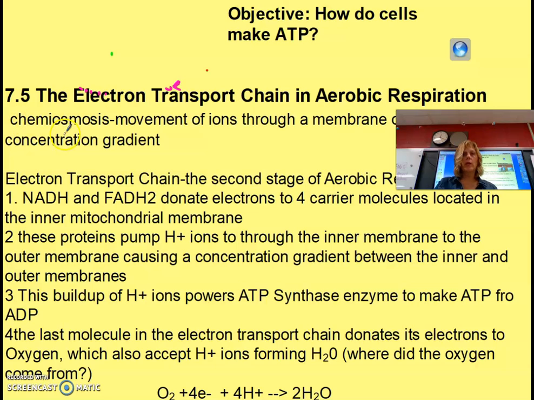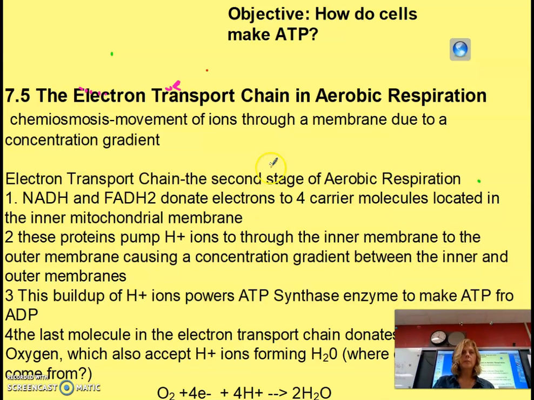So we talked about chemoosmosis, that movement of ions through a membrane due to a concentration gradient. So chemoosmosis literally is the concentration gradient. Well, it's movement through because of that concentration gradient. So we talked about our mitochondria. I'm not an artist, so suffer through this.